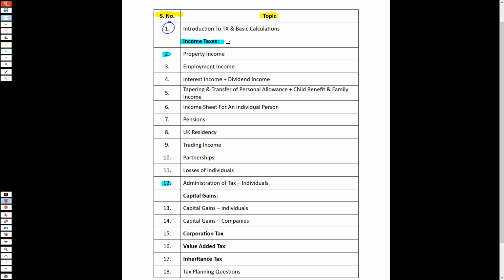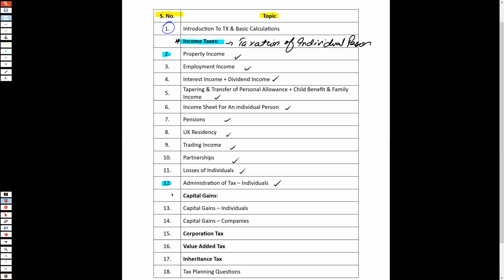Income taxes means the taxation of individual persons. If you and I are paying taxes, when an individual person pays tax, that is termed as income tax. And under income tax, all of these: property income, employment, interest, dividend, tapering and transfer of personal allowance, child benefit, family income, pensions, residency concept, trading income or business income, partnership profits, losses of individuals and administration of tax. All of these are covered under the heading of income taxes.